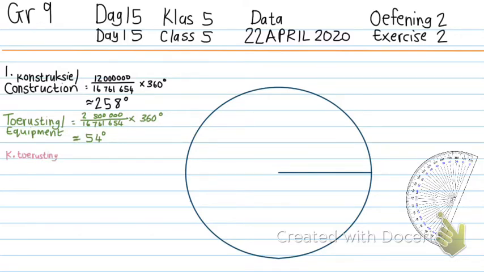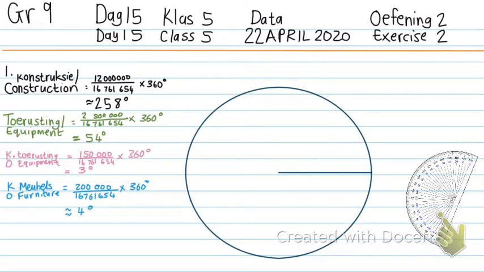So I do the office equipment. The office equipment is 150,000 over the total times 360, which gives me 3 degrees. Then the office furniture is 200,000 over the total times 360 degrees, which is 4 degrees, and the capital will be 41 degrees. So let me just go back a little bit. Okay, 41 degrees.